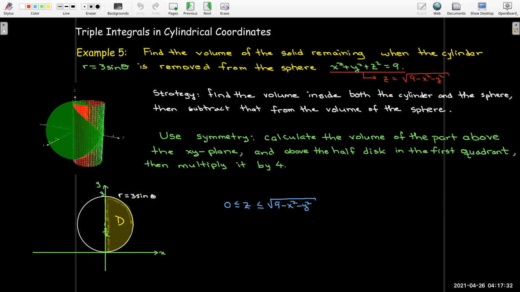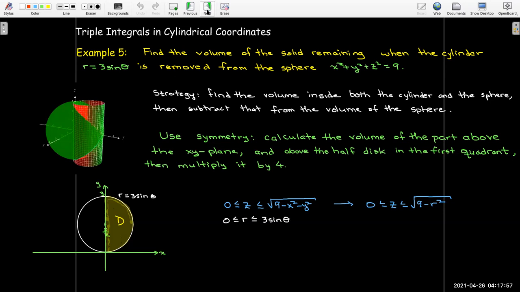Of course, I don't want to leave this in rectangular coordinates. I want to change it to cylindrical coordinates, which is pretty simple because x squared plus y squared is r squared. So my bounds on z are 0 for the lower bound and radical 9 minus r squared for the upper bound.